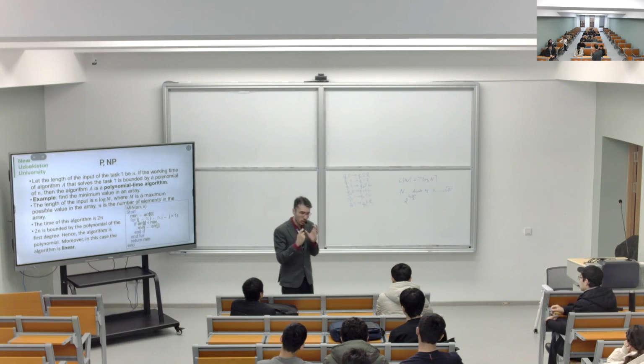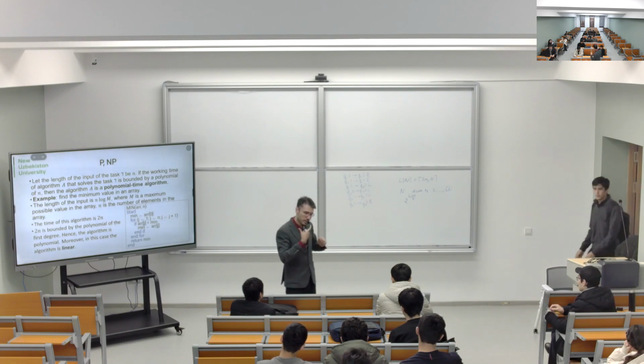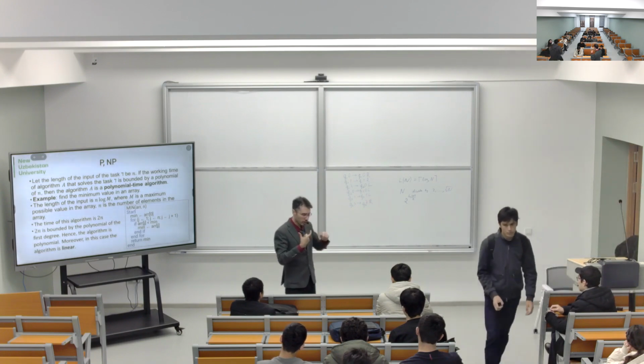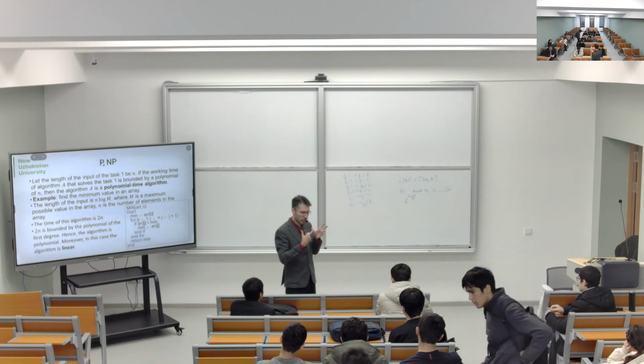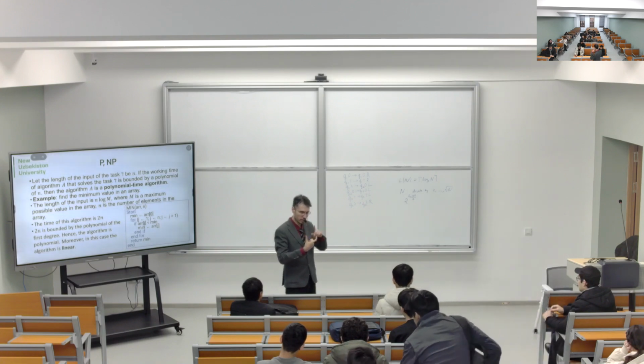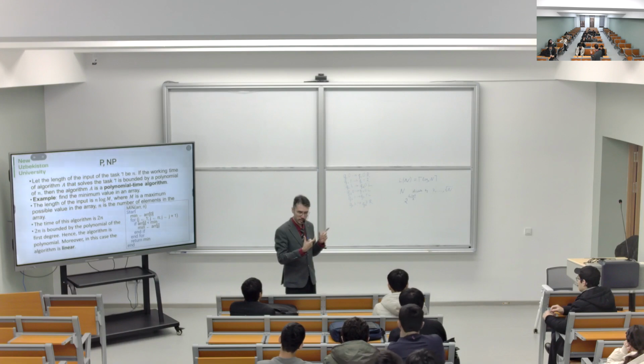Big O hid from us this logarithm of the length of the number, so the logarithm of the largest number. This is hidden inside of big O. That's why we use big O, not because we want to use it, but because it is inside. It should be there. Some constants are always there.